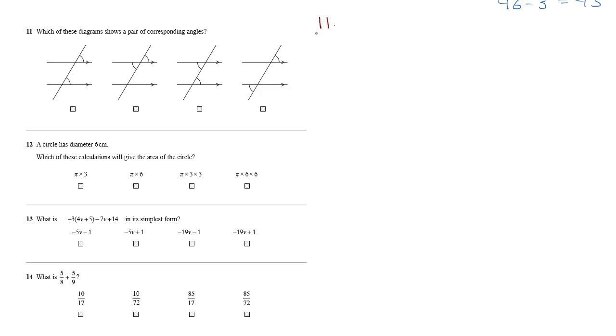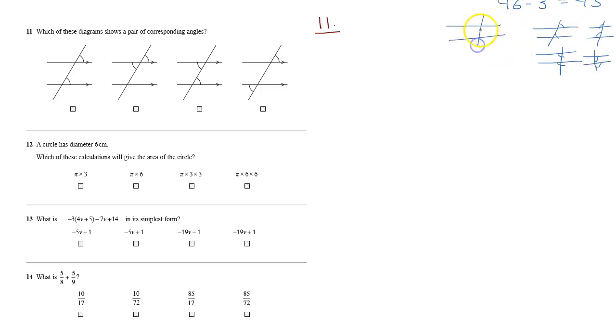Question number 11. Which of these diagrams shows a pair of corresponding angles? In one of the previous papers, I told you the corresponding angles are: two parallel lines, one transversal, and these are the corresponding angles. There are 4 pairs of corresponding angles. 1, 2, then we have 3, and then we have 4. These are the corresponding angles.